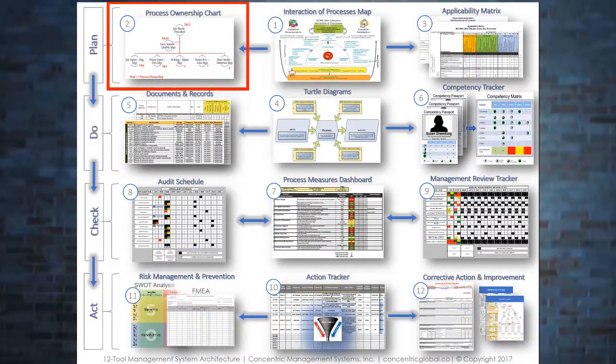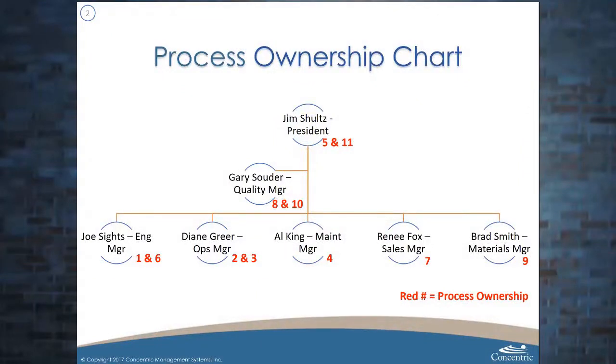Tool number 2 is also very simple. It's a process ownership chart. So instead of being your traditional org chart, this process ownership chart, which could be combined with the traditional org chart, it is meant to define who, as it relates to who owns which of the 11 processes. So you can see here graphs.